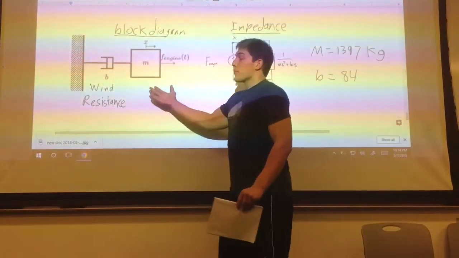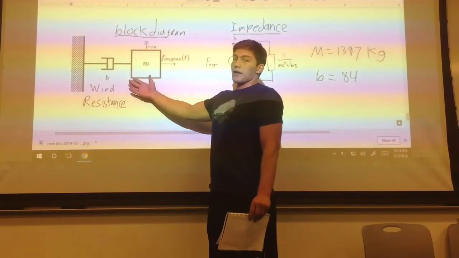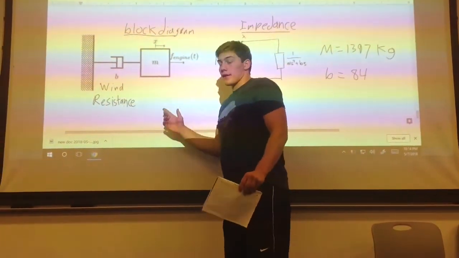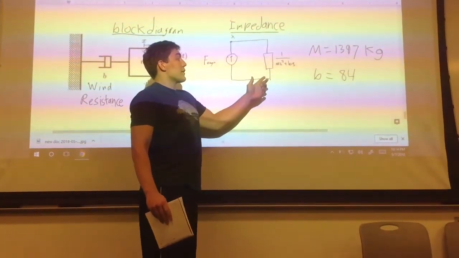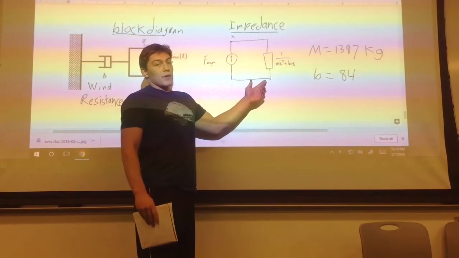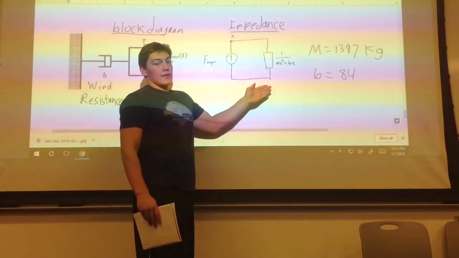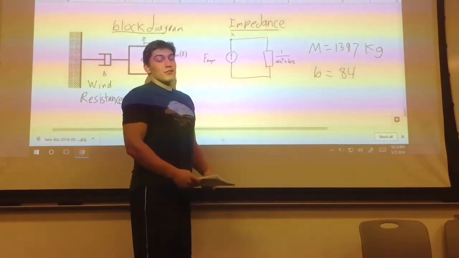As you can see here, we have our block diagram, with M representing our Prius and B representing our damping coefficient, which is wind resistance. From our block diagram, we can get our impedance diagram, in which the values are mass equals 1,397 kilograms, and our damping coefficient equals 84, due to the Prius's low streamline.